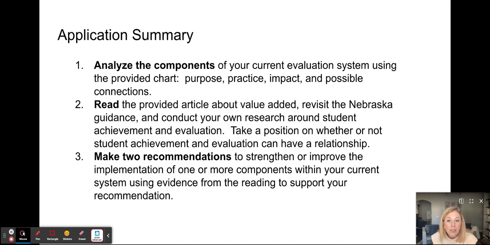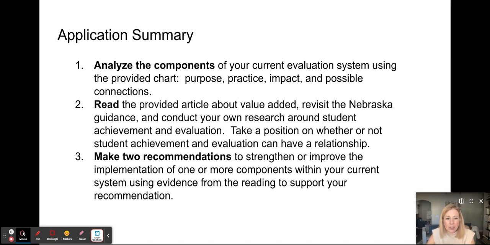So, your application for this week is threefold. The first thing you're going to do is analyze those components. And I went into detail with that earlier. And so you have a link to that chart. If the chart doesn't work for you, no big deal. I do want you to read the provided article about value added and revisit the Nebraska guidance on student learning objectives. You can conduct your own research as well.